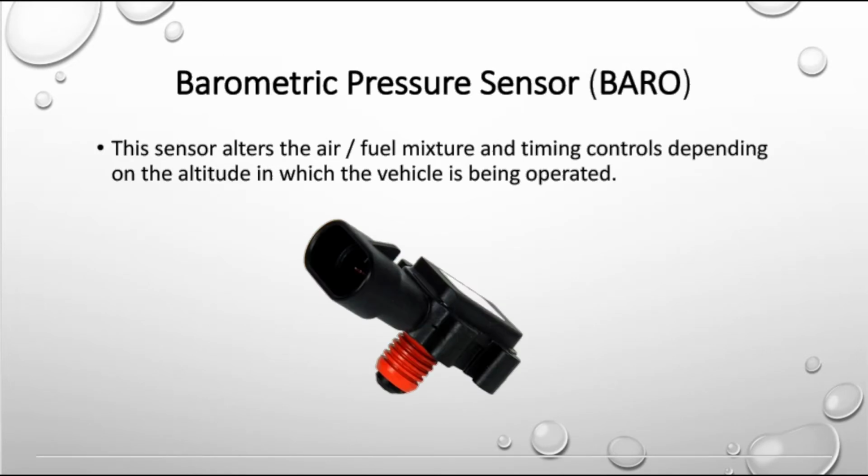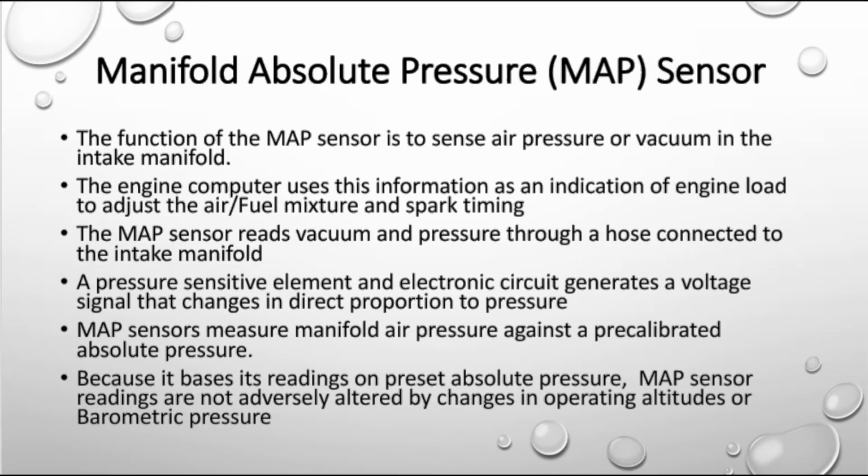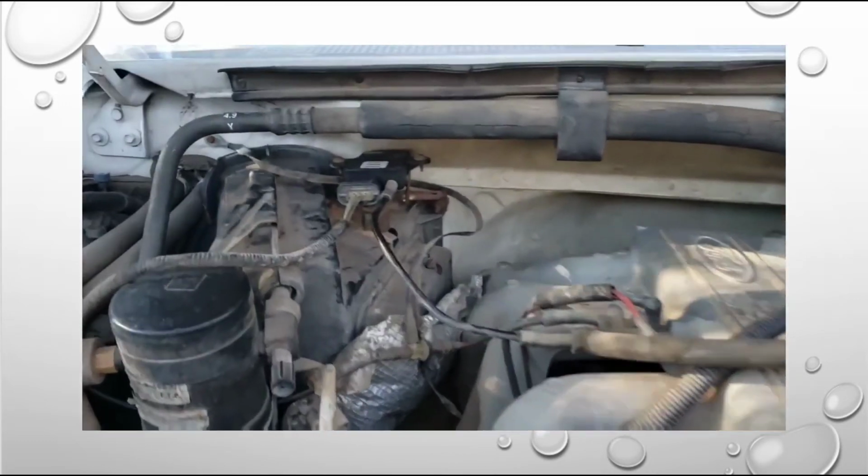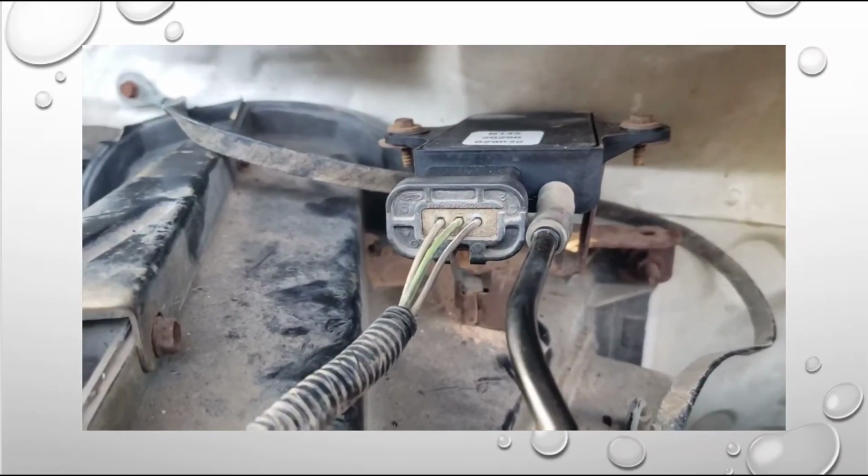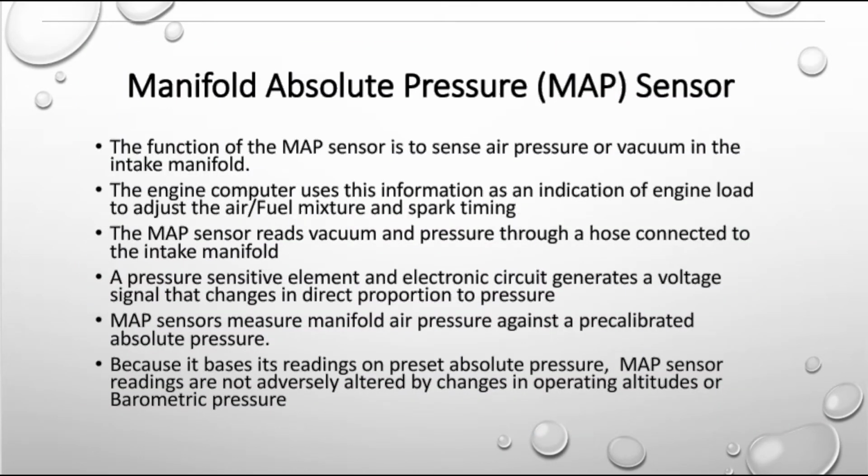Barometric pressure sensor. This sensor alters the air-fuel mixture and timing controls depending on the altitude at which the vehicle is being operated. Manifold absolute pressure sensor. The function of the MAP sensor is to sense air pressure or vacuum in the intake manifold. The engine computer uses this information as an indication of engine load to adjust the air-fuel mixture and spark timing. The MAP sensor reads vacuum and pressure through a hose connected to the intake manifold. A pressure-sensitive element in an electronic circuit generates a voltage signal that changes in direct proportion to pressure. MAP sensors measure manifold air pressure against a pre-calibrated absolute pressure. Because it bases its readings on a preset absolute pressure, MAP sensor readings are not adversely altered by changes in operating altitudes or barometric pressure.